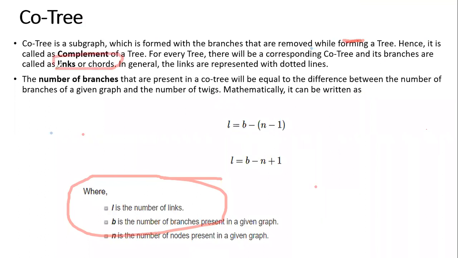It is written here, links or cords. Co-tree is a subgraph which is formed with the branches that are removed while forming a tree. Hence it is called as complement of tree. For every tree there will be a corresponding co-tree and its branches are called as links or cords.